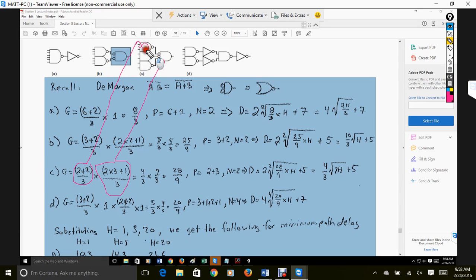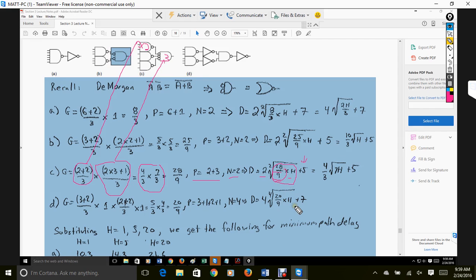And since our parasitic delay is going to be 2 and 3, as we predict here, it's going to be 4 over 3, which is 4/3. It's because 6 plus 1 is 7 over 3. So that's 4/3 times 7/3, which becomes 28 over 9. Still 2 stages. So we have n times the nth root of g times h plus the parasitic delay. So it becomes 28 over 9.